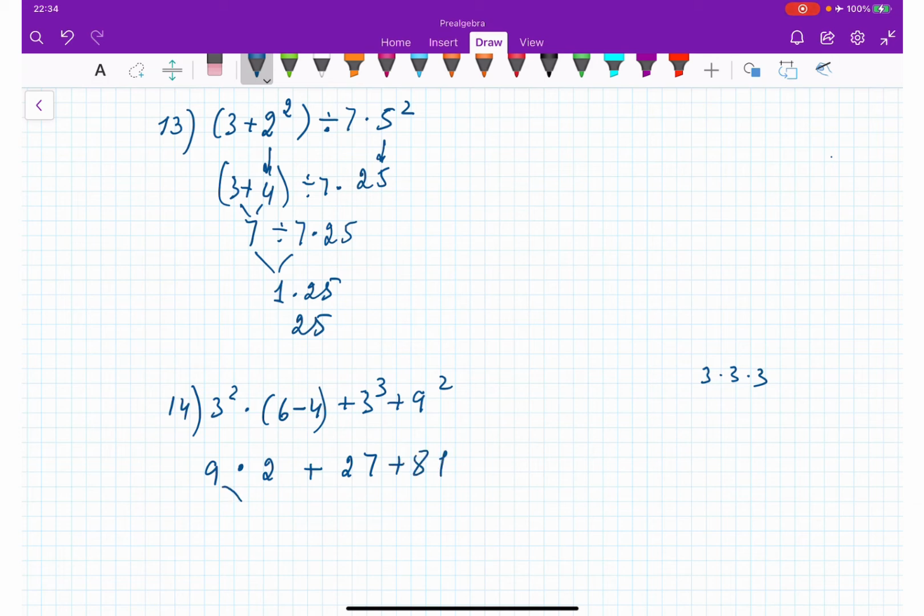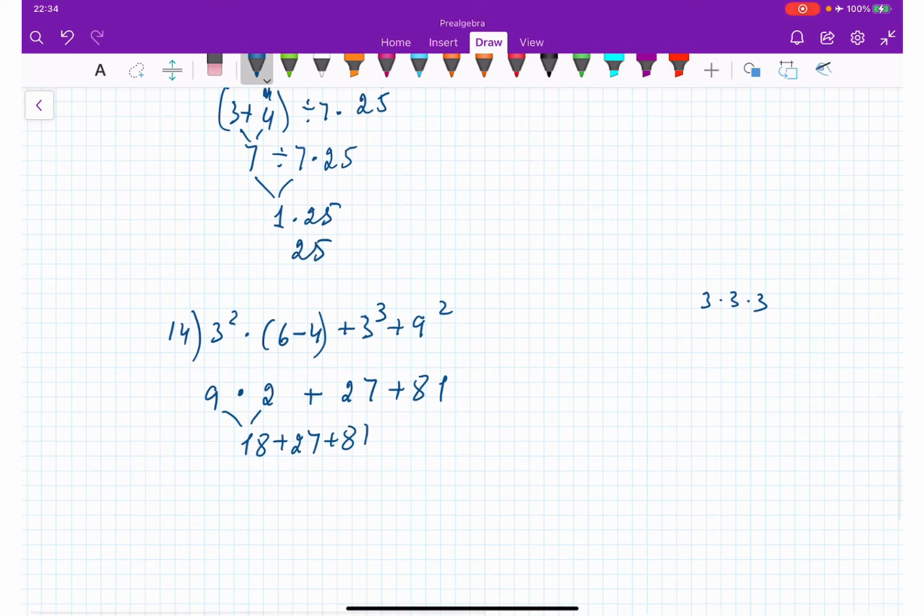So from here, 9 times 2 is 18. Plus 27 plus 81. Now, since it's addition, you can add all together. Let's add it. So 18 plus 27 plus 81. 8 plus 7 is 15, and plus 1 is 16. 1 in mind. 1 plus 2 is 3. 3 plus 8 is 11, and 1 also will be 12. 126.